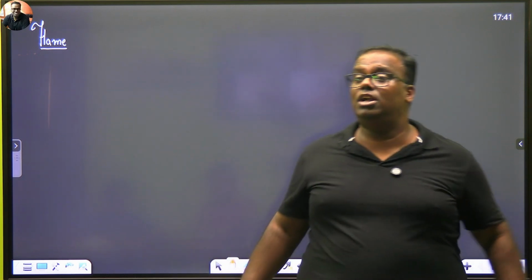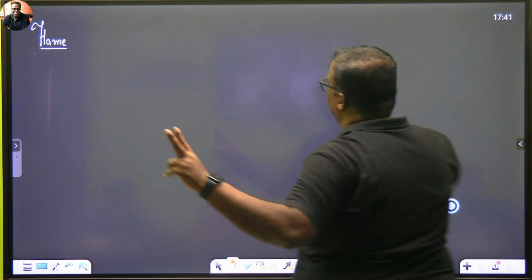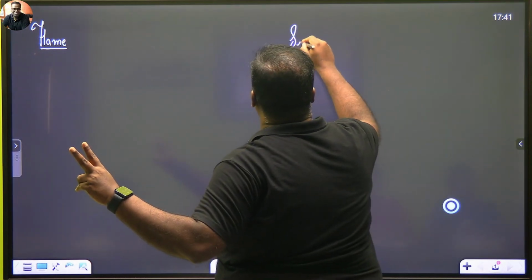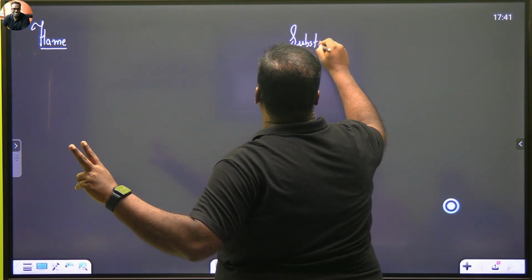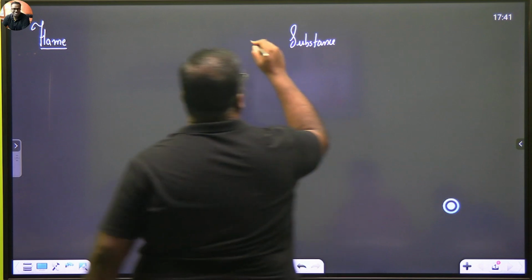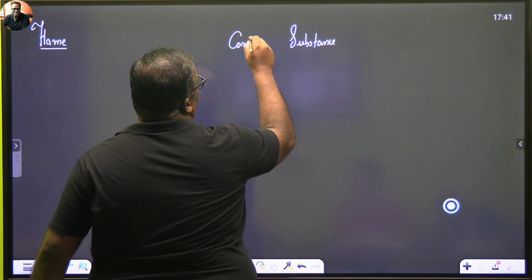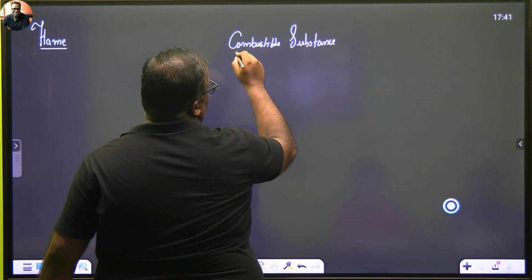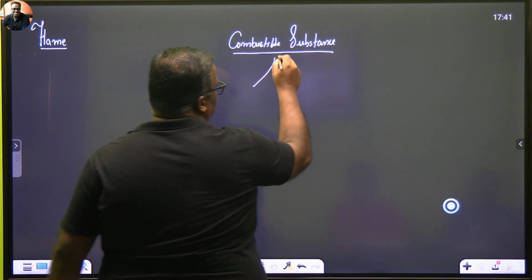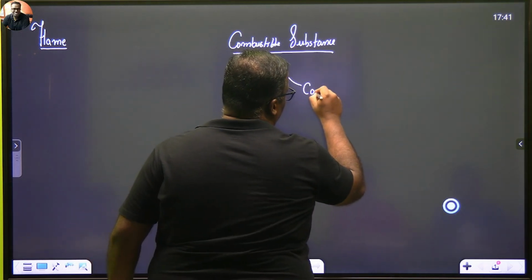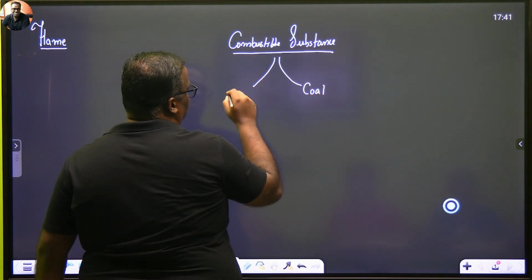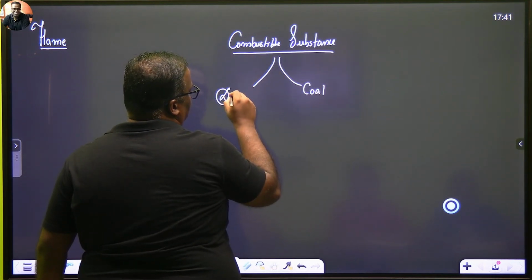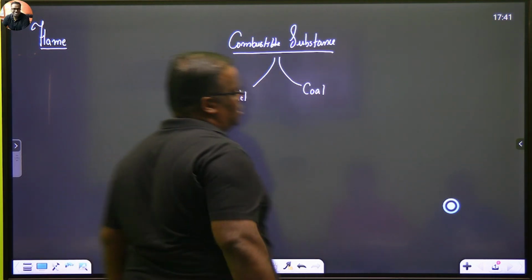Now, have you seen there are two types of burning that will take place? Suppose I have a substance and this substance is combustible. So what type of substance am I having? A combustible substance. And for this, I'm taking two types of examples. I have coal and I also have, say, something called diesel or kerosene, right?